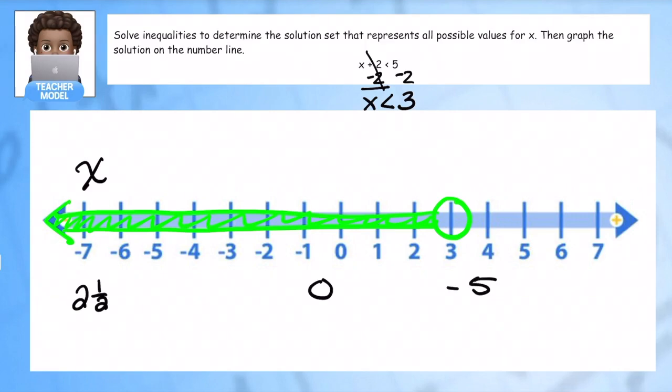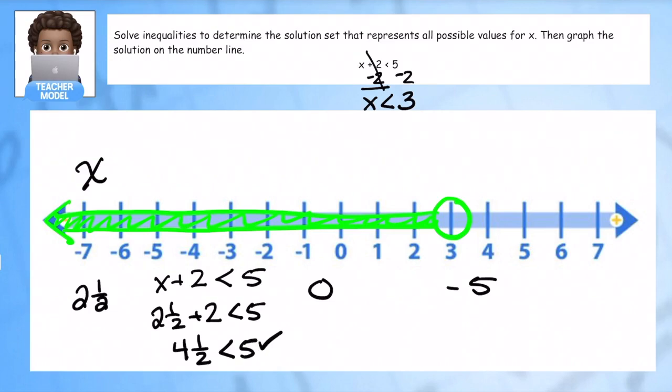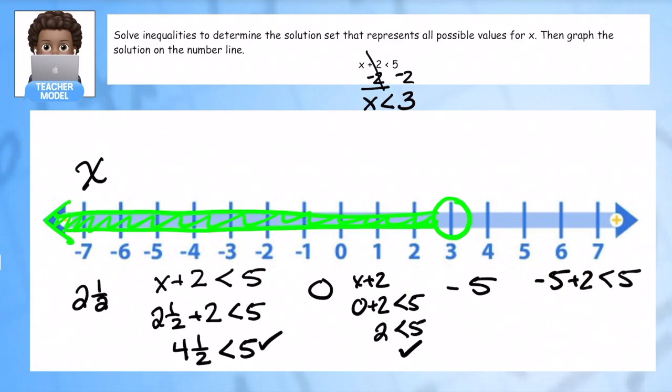So I go back to my original. x plus 2 is less than 5. 2.5 plus 2 is less than 5. Yeah, that's just 4.5. 4.5 is less than 5, so that is a part of my solution set. We'll use 0, x plus 2. So 0 plus 2 is less than 5, and yep, 2 is less than 5. And let's try -5. -5 plus 2 is less than 5. -5 plus 2 is -3, and -3 is less than 5.